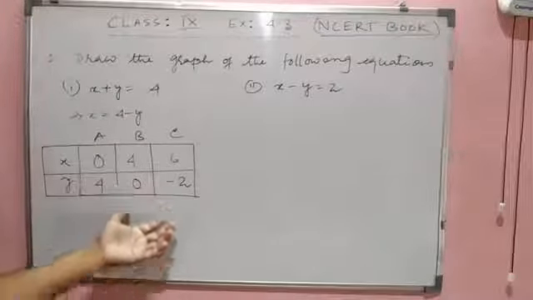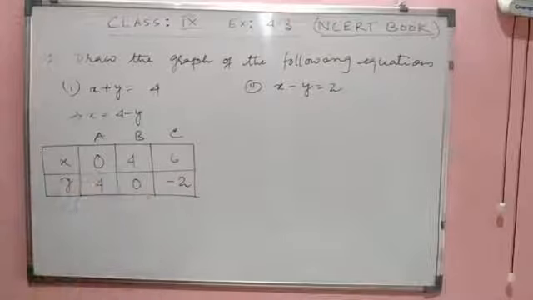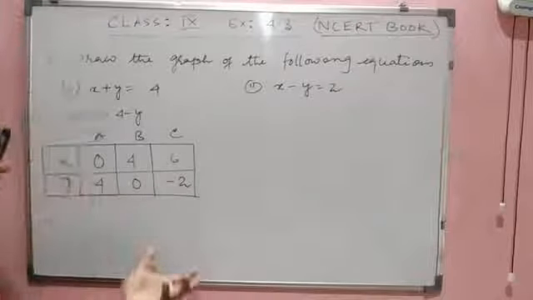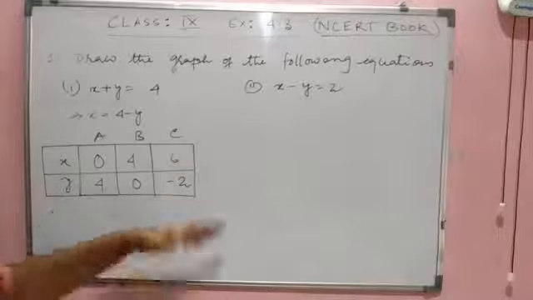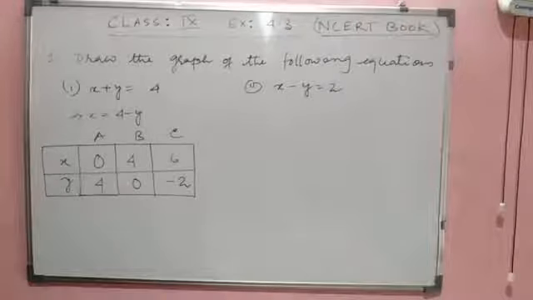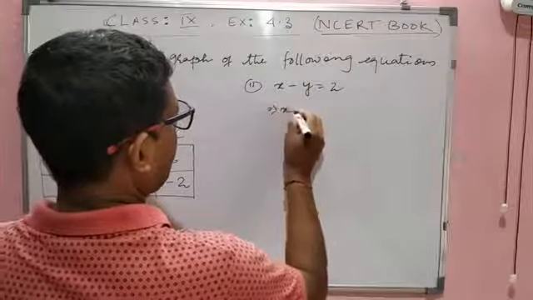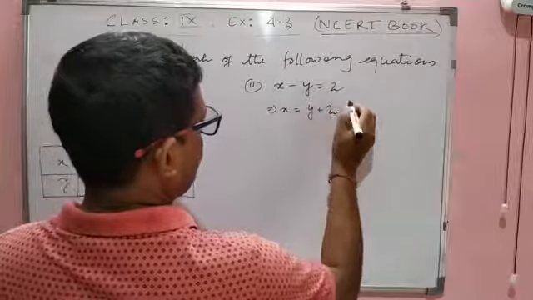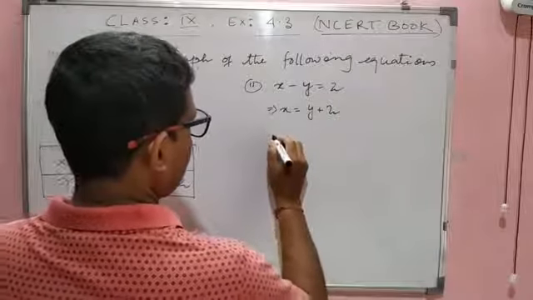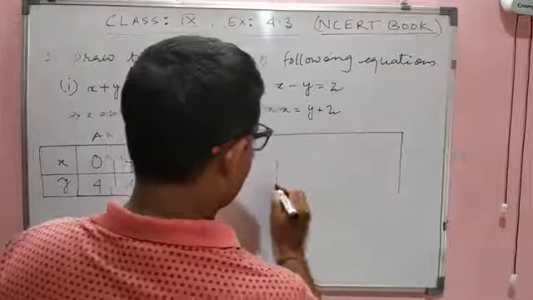Now you will try to draw the graph, and then you will definitely get a straight line, and if you get a straight line, your graph is correct. Next, this one: x equal to y plus 2. So let us find 3 pairs of solutions here also.